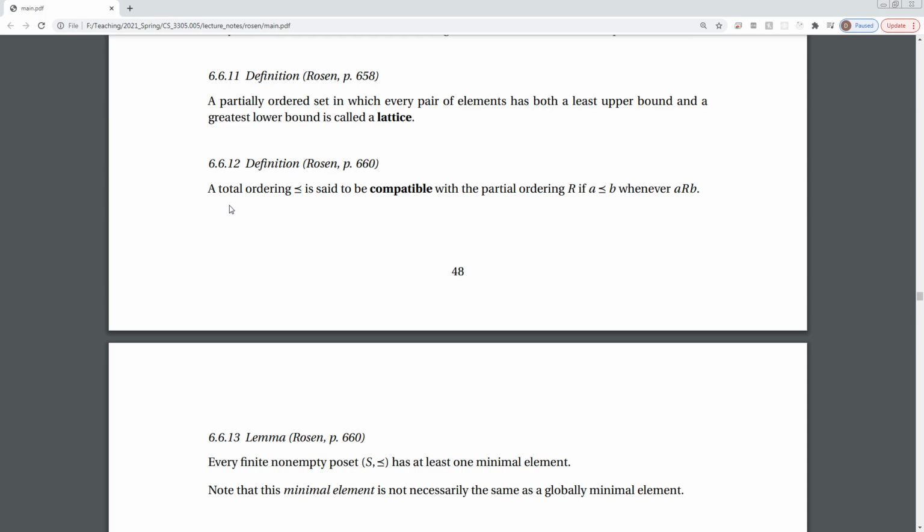Okay, so then the next definition: a total ordering is said to be compatible with the partial ordering R if A precedes B whenever A relates to B. That's just saying that sometimes the operation carries over, and in such a case, whenever it does, then it's compatible.